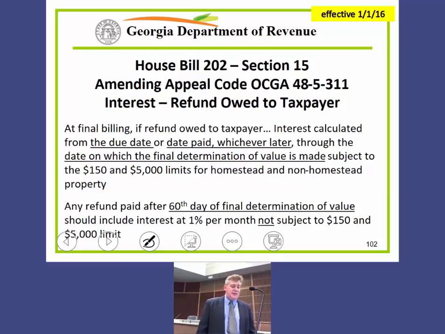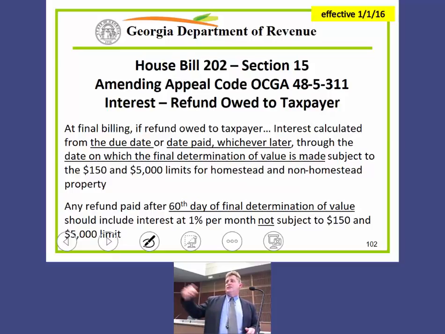Okay, final tax bills. If upon resolution of the appeal, the taxpayer is due a refund, then the refund is computed based on the following limitations. For the period under appeal, if the property is homestead property, the maximum interest that can be refunded is $150. If the property is non-homestead, the maximum amount of interest that can be refunded for the time period the property was under appeal is $5,000.